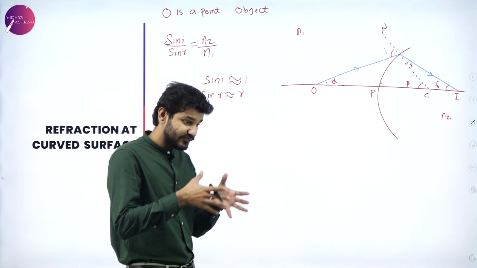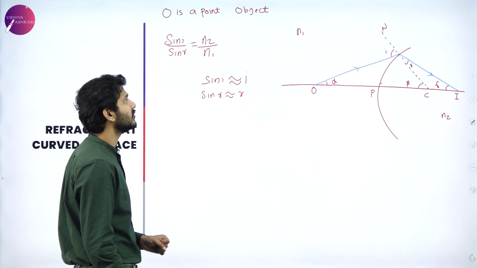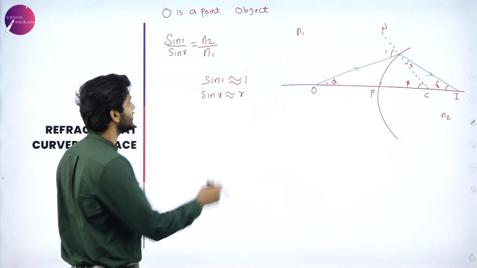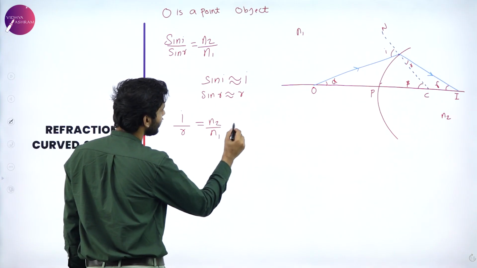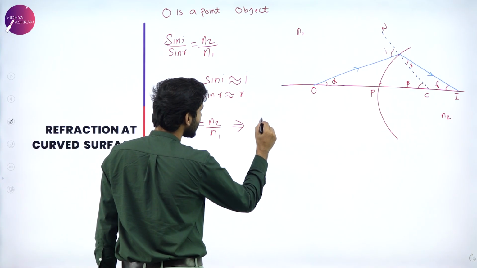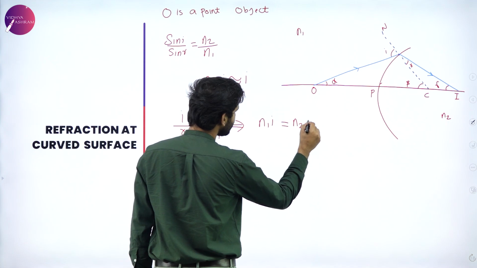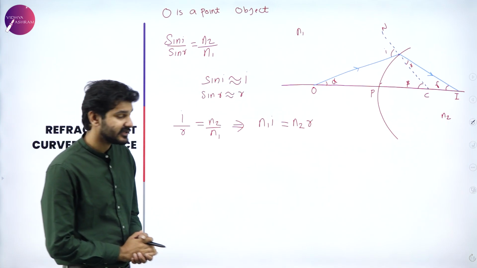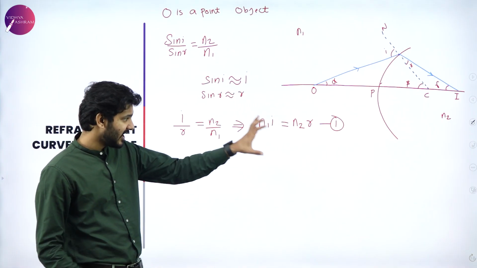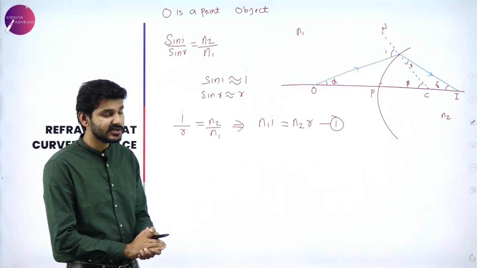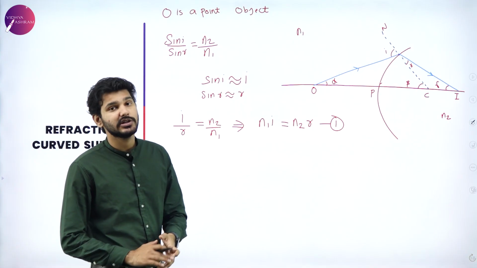Since the sine of the angle is very small, we approximate it to the angle itself, and then we apply this into the equation. So we get I by R is equal to N2 by N1, or we can rewrite this as N1 I is equal to N2 R. So we have this particular result. Let's name it equation number 1: N1 I is equal to N2 R.